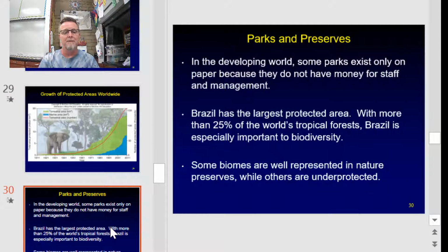Okay. In the developing world, some parks exist only on paper because they really don't have money or staff to manage the park, but at least the idea is there. Brazil has the largest protected area with more than 25% of the world's tropical forests. So Brazil's doing everything they can to protect what forests they have by setting it aside in parks and preserves. There are some biomes that are actually really well represented in nature preserves, whereas others not so much.